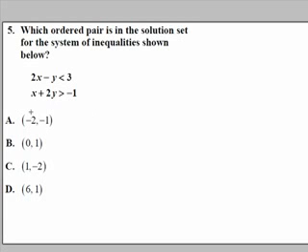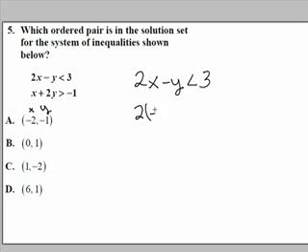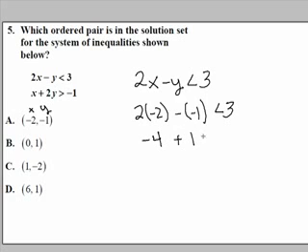So x is equal to -2 and y is equal to -1. I'm going to take those values and plug them into the first inequality. Everywhere I see an x, I'm going to substitute a -2, and everywhere I see y, I'm going to substitute a -1. And I get -4 plus 1 is less than 3. -4 plus 1 is -3. It's less than 3. So is this a true or false statement? I think it's true. -3 is less than 3.